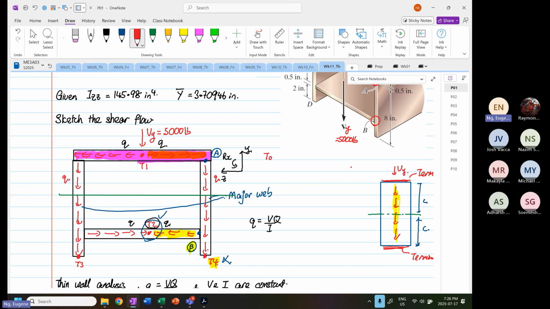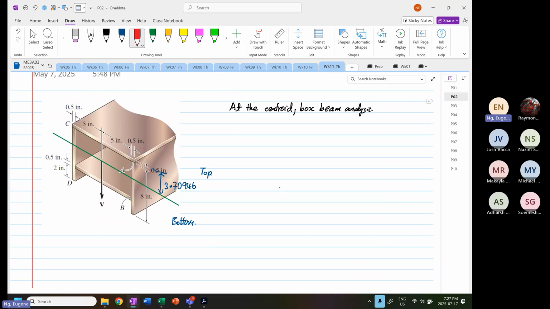So this is our top. If we focus on the bottom section, you also have Q on one side and Q on the other side, and this is known as the box beam. The only thing you have to do is consider the entire first moment of area at the bottom section. Very clear? You have to combine all the terminals over here. Okay, so let's calculate the first moment of area using the top.